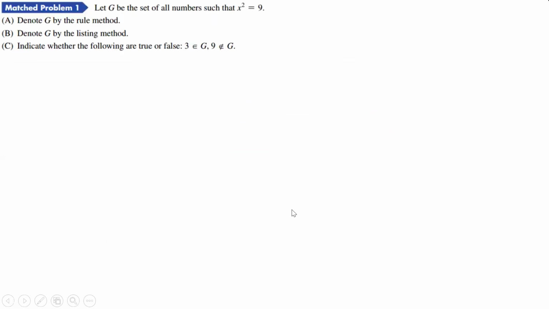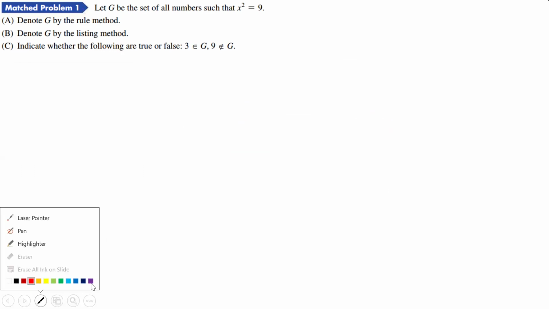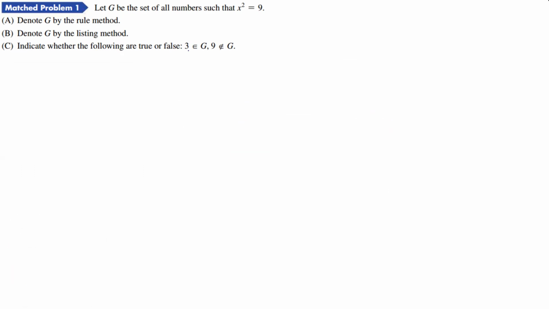Now, here it says let G be the set of all numbers such that x squared equals 9. And we're going to denote G by the rule method. And then we're going to denote G by the listing method. And then we're going to indicate whether the following is true. Is 3 an element of G, or is 9 not an element of G?